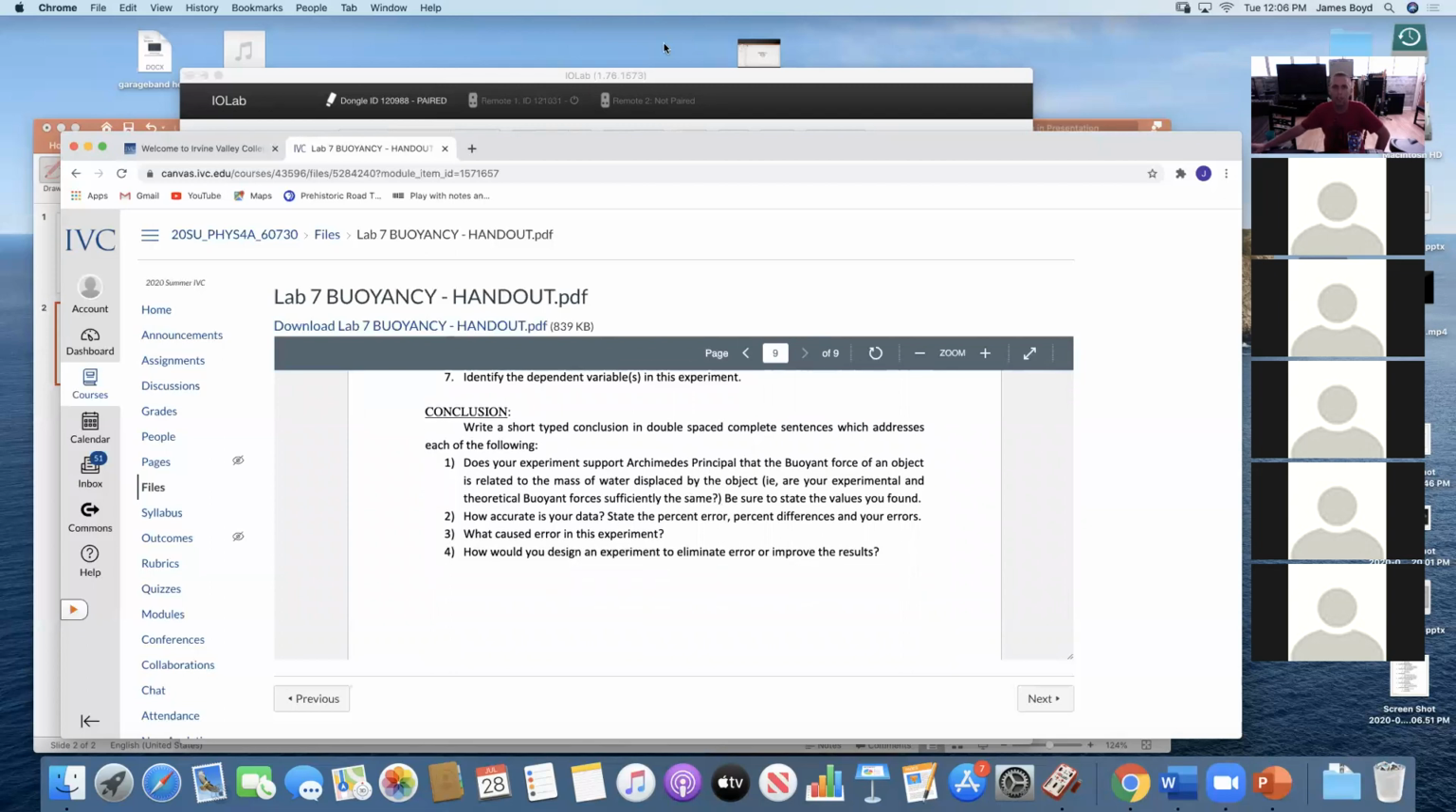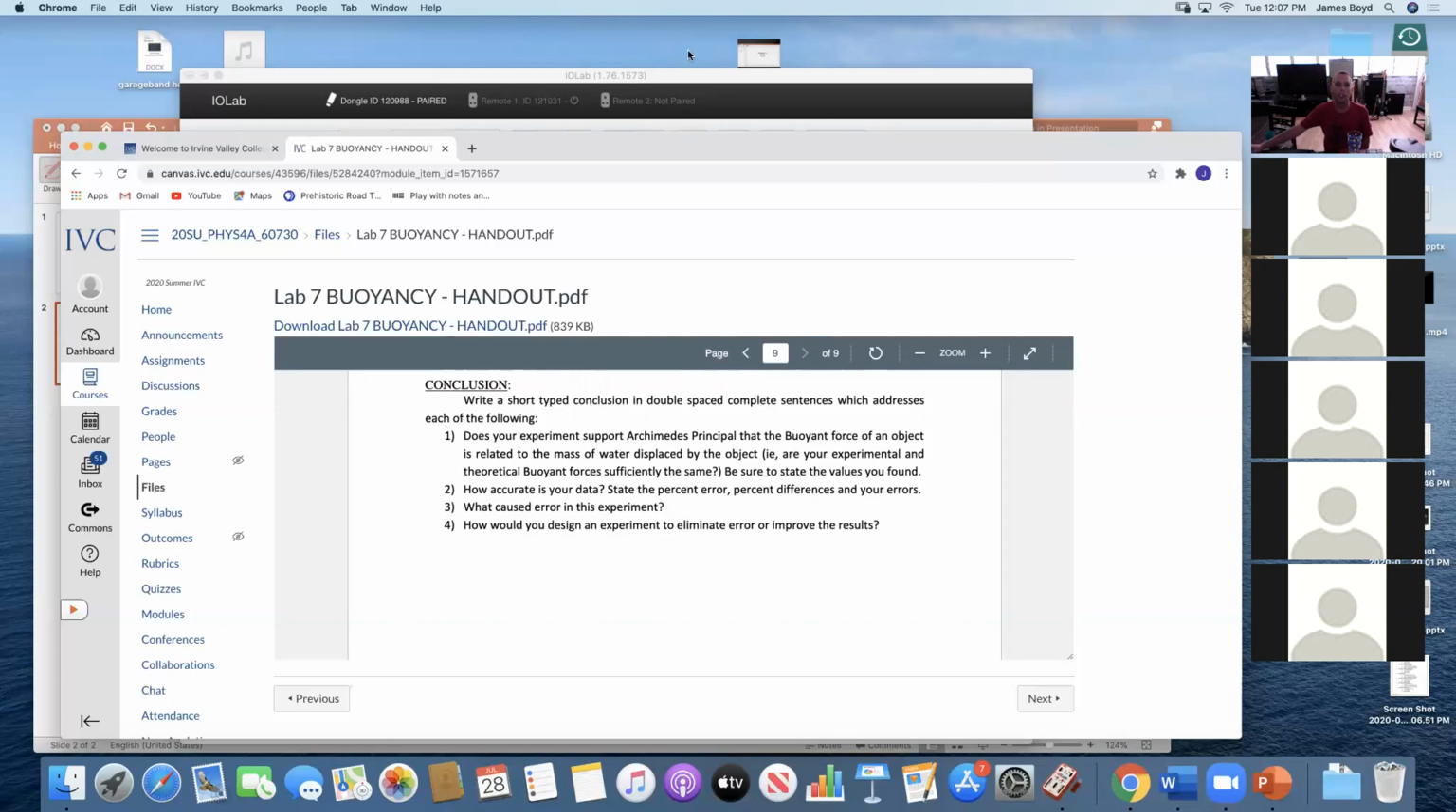When you talk about that, make sure that you talk about your numbers. So did you find that these forces were sufficiently close to each other? If you take the difference in tensions out of air and into water, is that basically equal to the density of water times g times the volume of the object? Is that basically equal to the mass of the water displaced times g? Okay. And then two, how accurate is your data? As always, tell me your errors. Tell me your percent error and percent difference. Third, what caused that error?